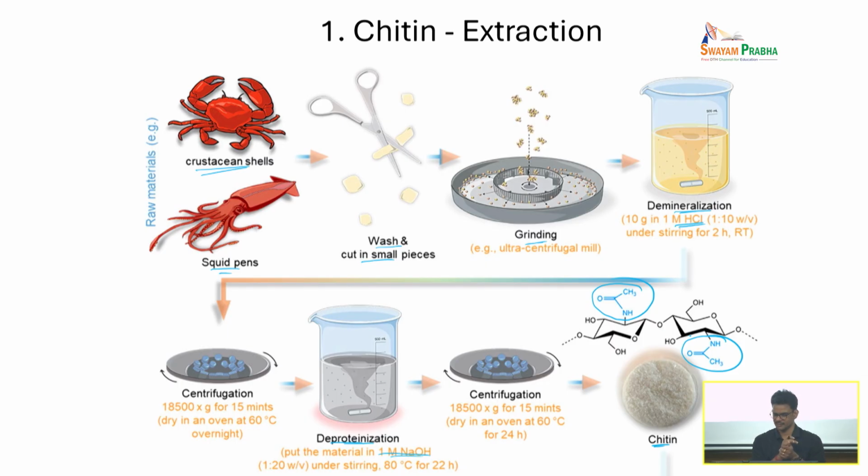amine groups here. So as you can see, it's a very simple process. It just uses acids and bases to remove the chitin from these crusts. In a way, you can remember that the way that we extracted cellulose also involves this kind of alkali acid treatment, bleaching treatment. The process is very similar.